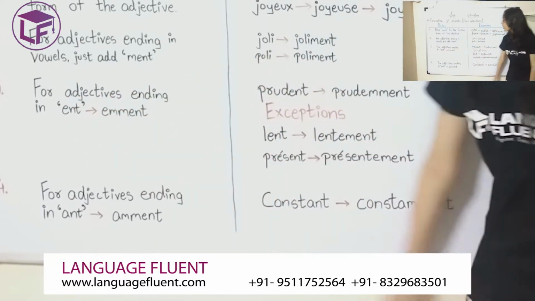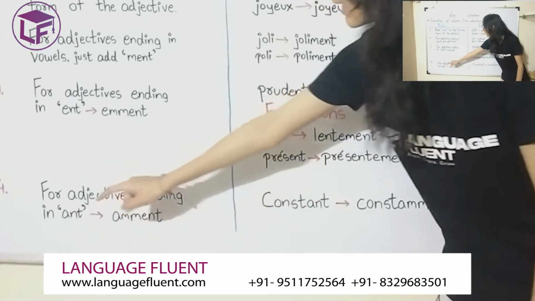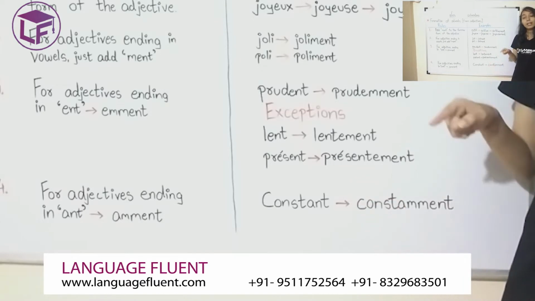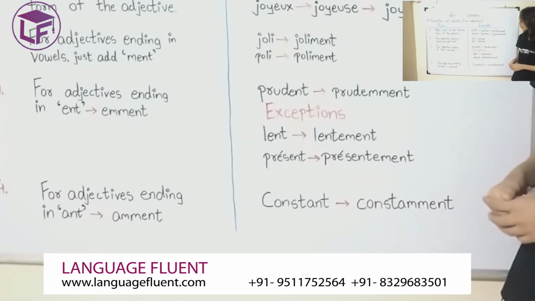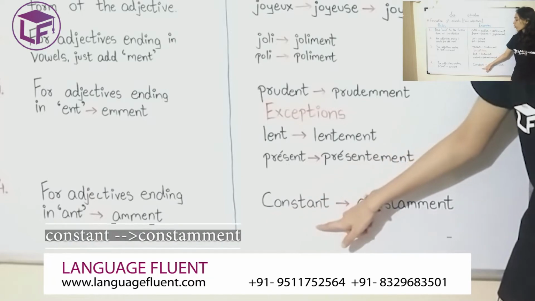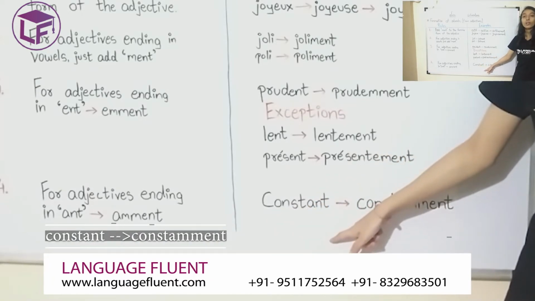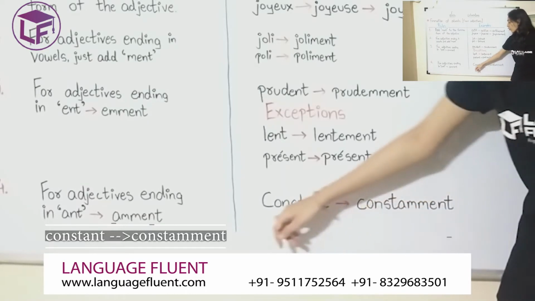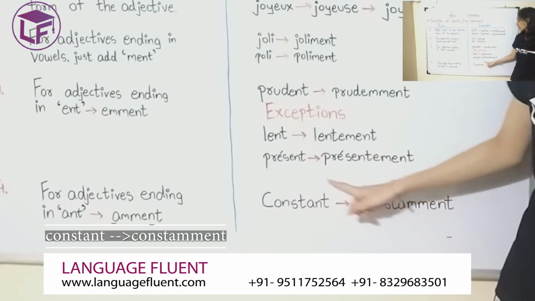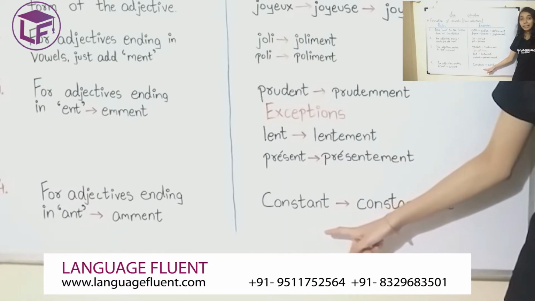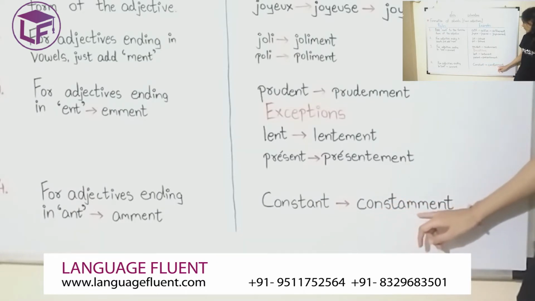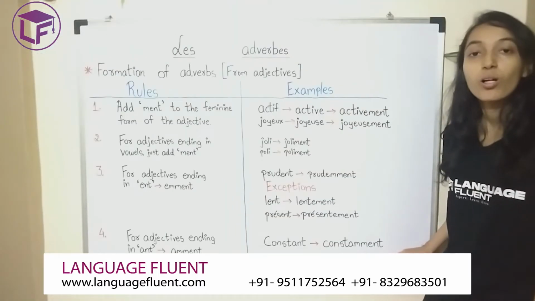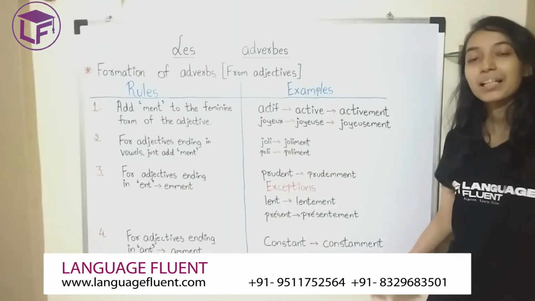The fourth rule is for adjectives ending in -ant, we make it -amment. So here we have an example, constant. Constant, which is constant in English. Here -ant is the ending of constant. So we eliminate -ant, we cut -ant and we add -amment. So it becomes constamment. And this is an adverb.